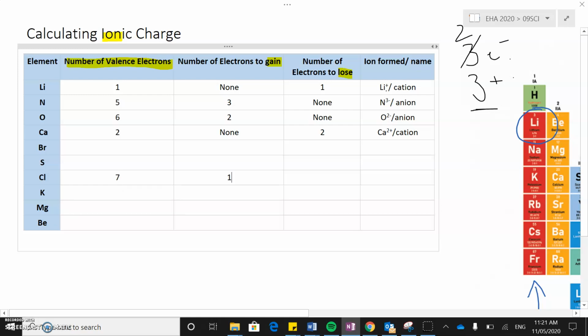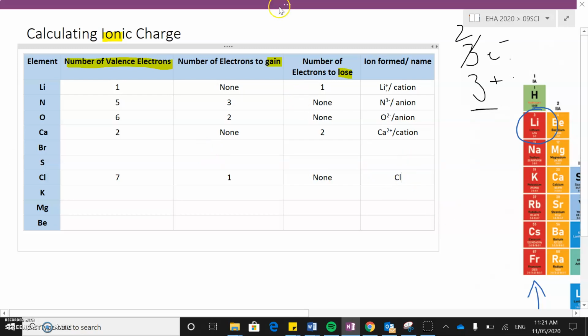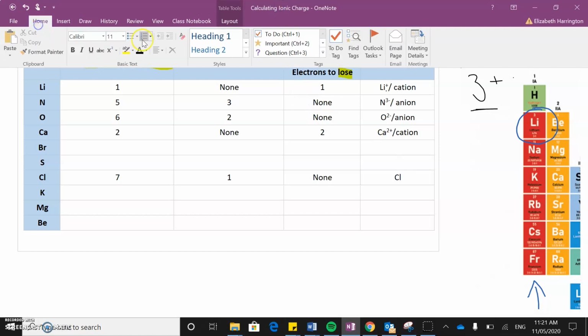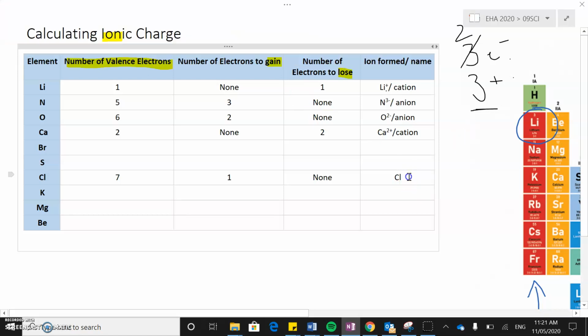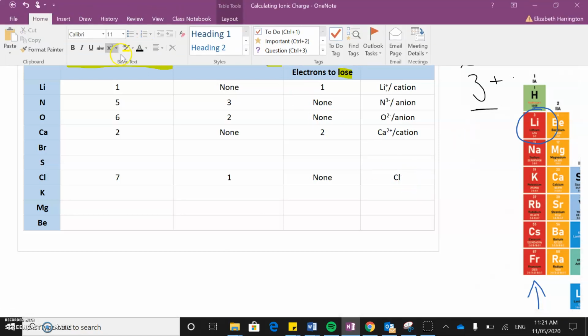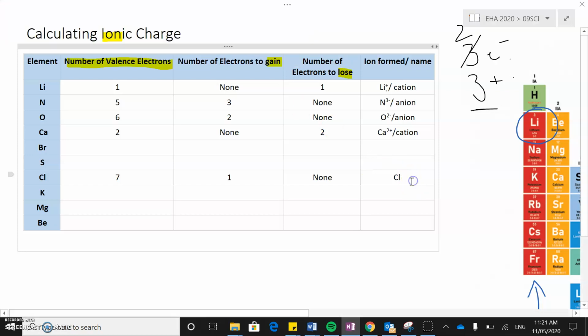That's why chlorine and fluorine, those elements over there, are very active. We don't want it to lose all 7. That just doesn't make sense. So we're going to put none there. The ion that's formed is Cl, because that's our chemical symbol for chlorine. Put my superscript on. Minus. What does that make it? An anion or a cation? It makes it an anion, a negative ion.